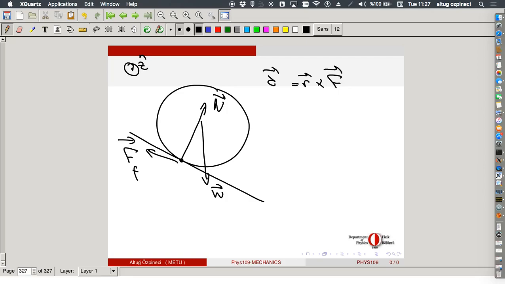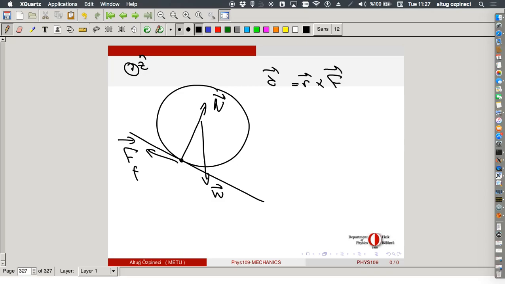Torque with respect to this point of the normal force is just 0, because the position of the point where the normal force is acting is 0 relative to my point. So R is 0, so torque is 0. The same holds for the friction force. The friction force is acting at this point, where R is equal to 0. So neither the normal force nor the friction force creates a torque. The only force that creates a torque around this point is the weight.